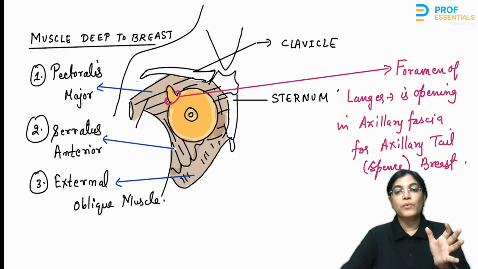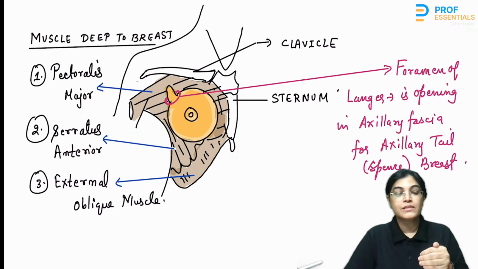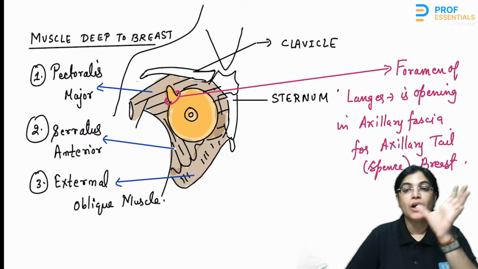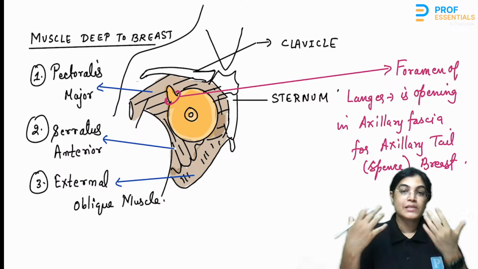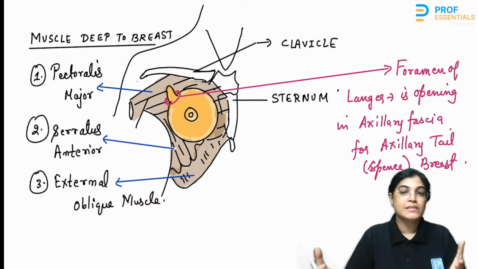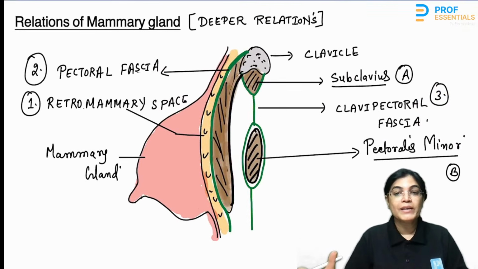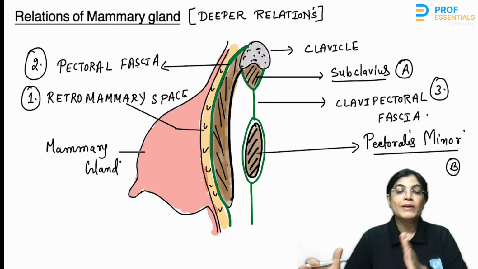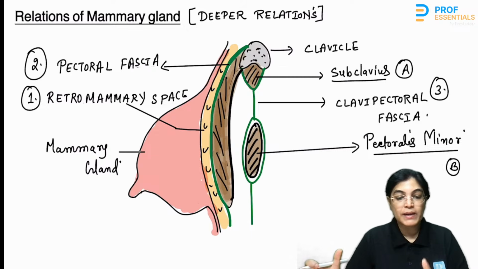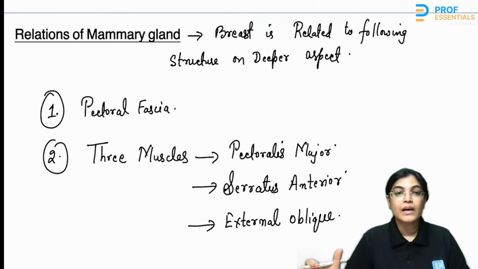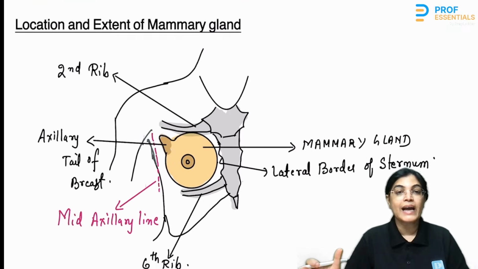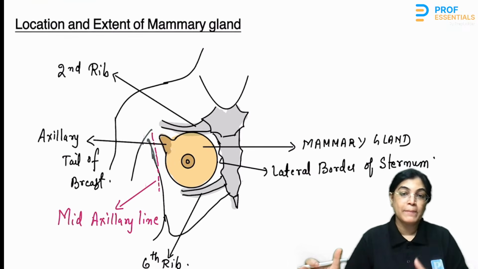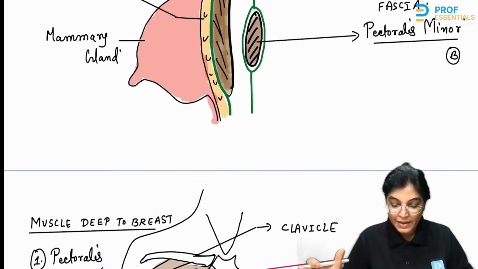So yes, till now we are knowing the relations of the breast. We are knowing the pectoralis fascia over which the breast is lying. I have drawn two images. This is the surface view showing the pectoral group, showing the muscles related on the deeper aspect: pectoralis major, serratus anterior, external oblique muscle. The other image shows the retromammary space and the clavipectoral fascia, pectoralis major and retromammary space on the deeper aspect. And in another image I have drawn the extent and location of the breast mammary gland. So till now we have done this.